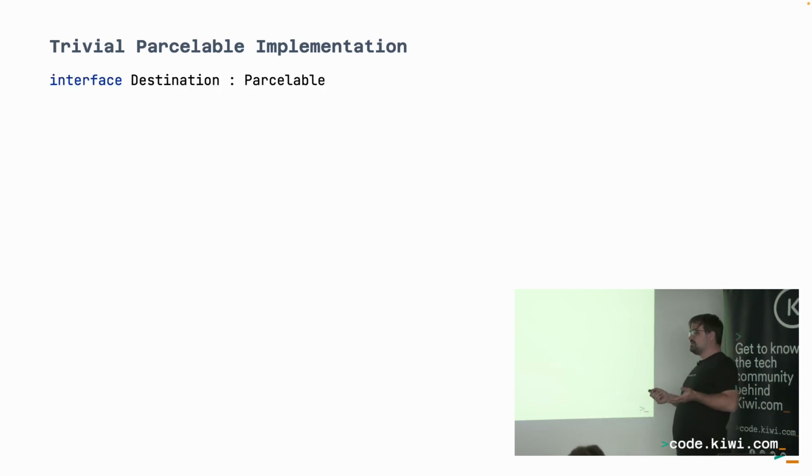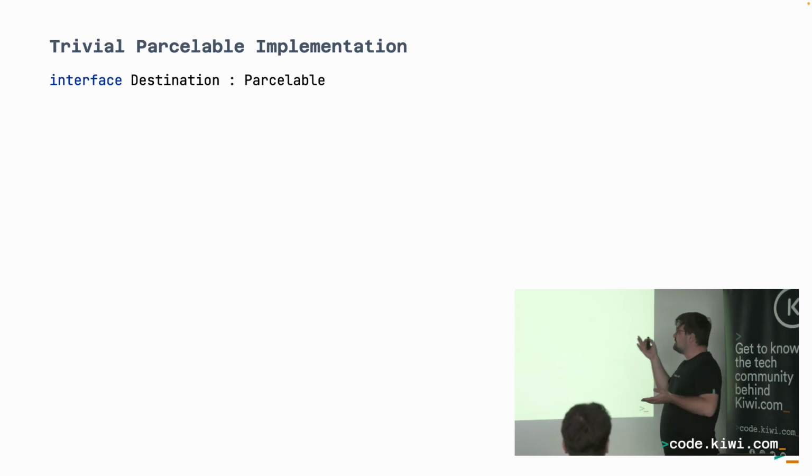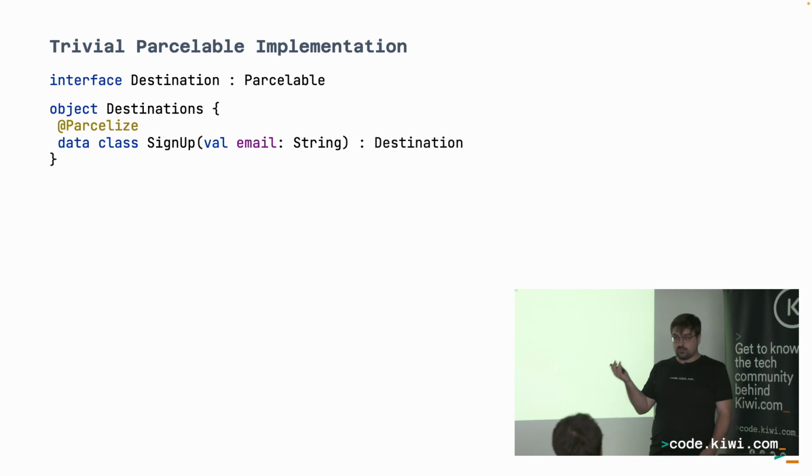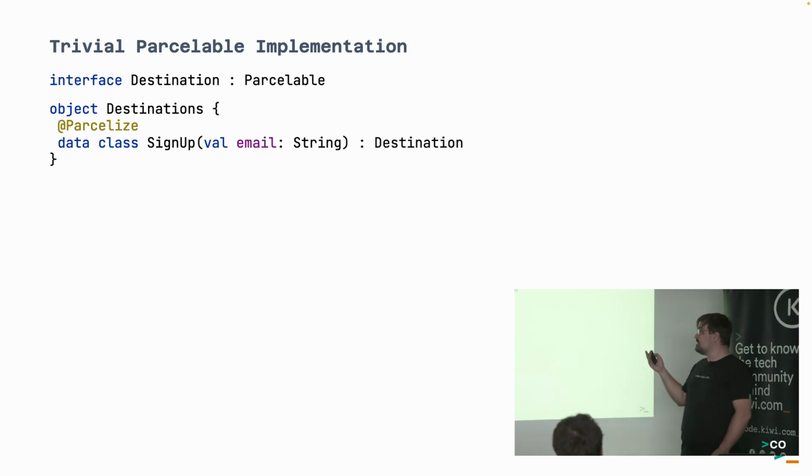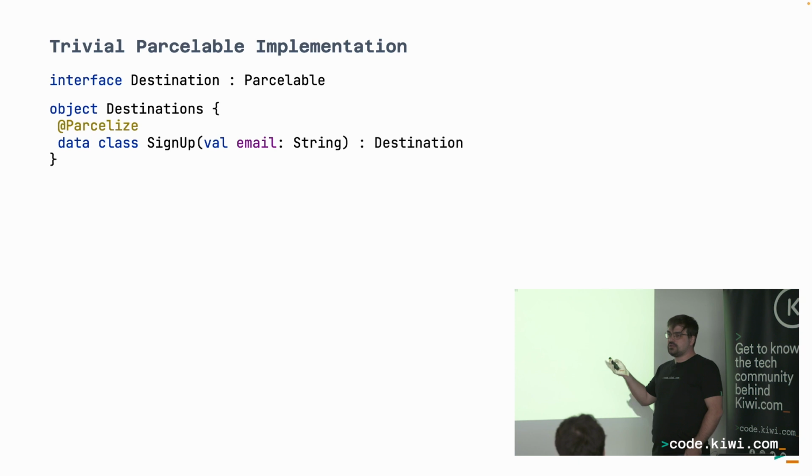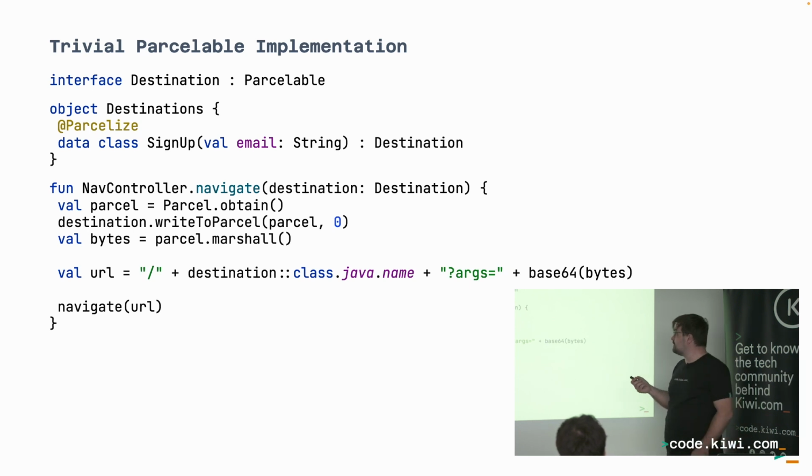And the trivial implementation would obviously be using destinations which are a Parcelable type. Then we would use the annotation, and the Kotlin compiler plugin would automatically generate all the metadata needed at runtime. And the metadata would be used later.